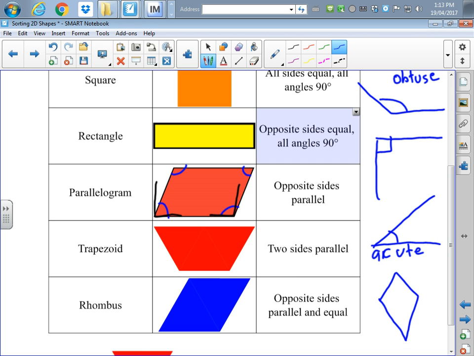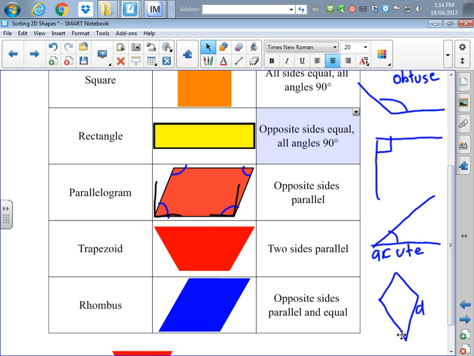It has two acute angles, two obtuse angles. Opposite sides are parallel. It is also a, this was the grade 2 word you would have used, starts with a D. Lucy? Diamond, thank you. All right, and a trapezoid.